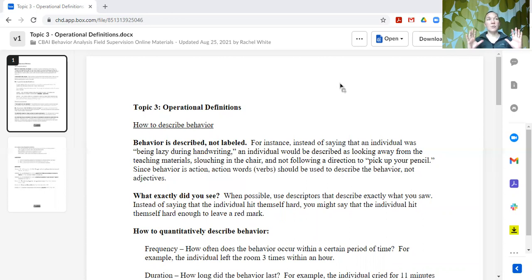Think of it kind of like a radio announcer who's describing the plays within the sporting event that you're watching. They are describing what is happening. They are not, or should not be, putting in their own commentary.